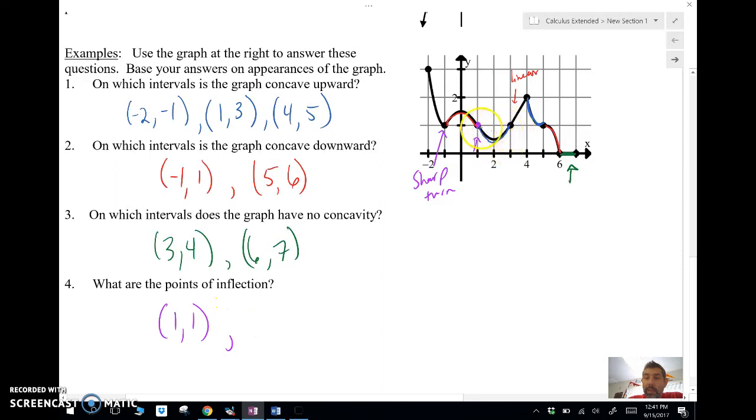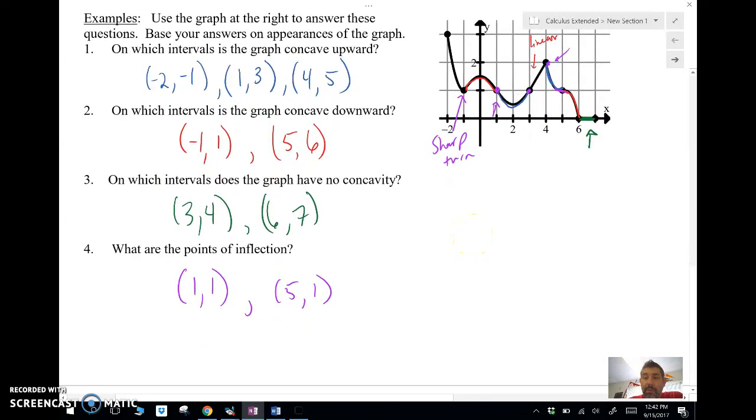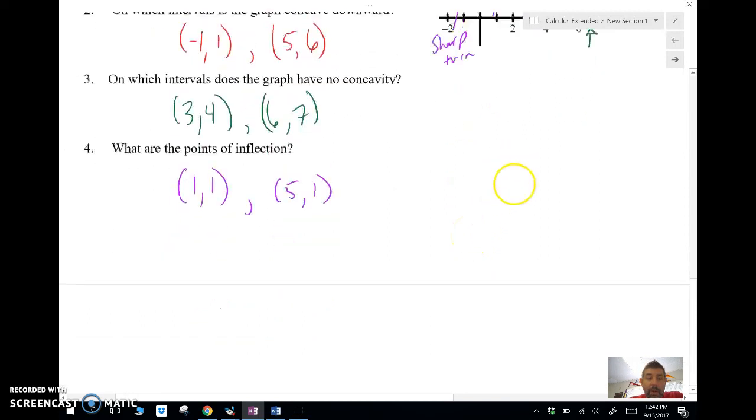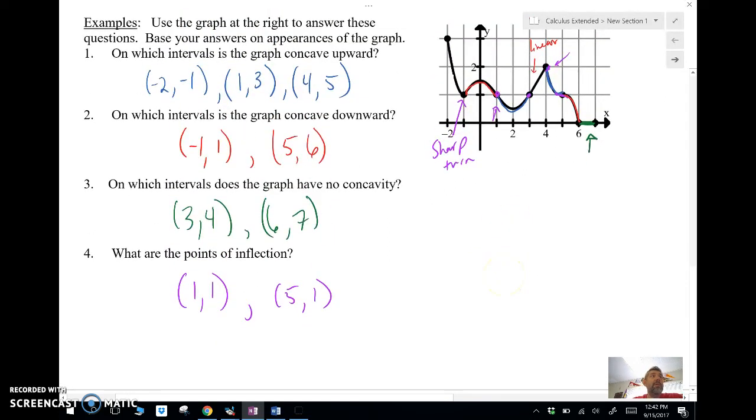Where's another good one? That doesn't really change concavity, so I don't like that one either. That's a sharp turn. Here we've got a nice smooth transition, so (5, 1) is another point of inflection. Points of inflection require that our graph be differentiable there. All right, let's take a look at another example.